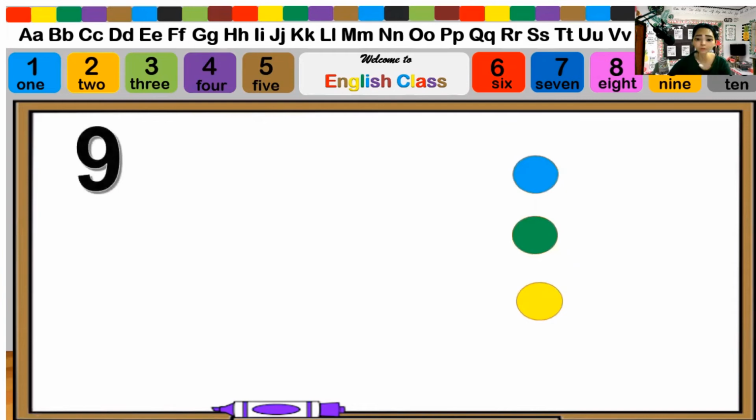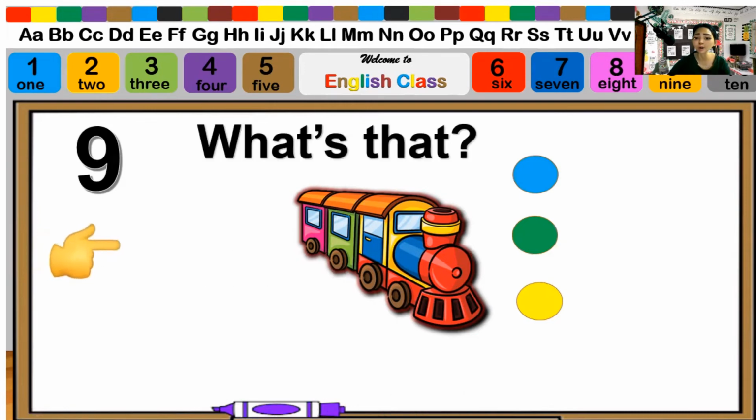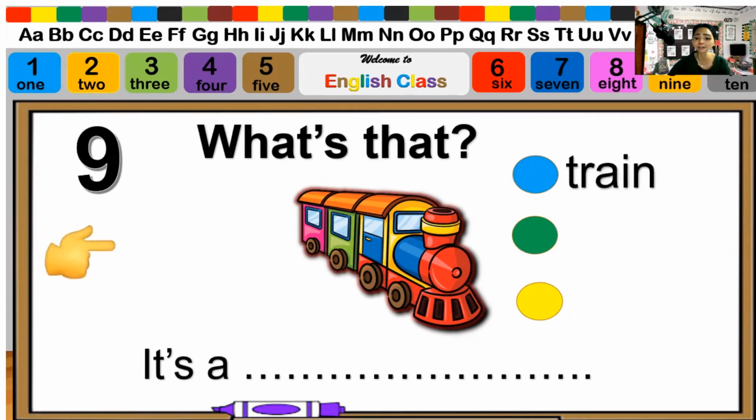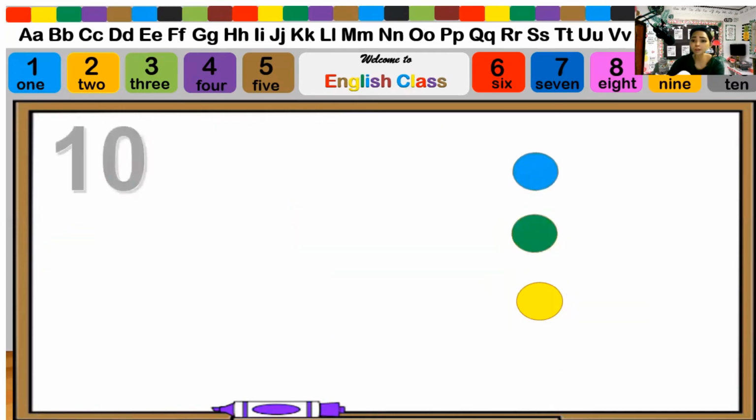Okay, we are in question number 9. Okay, what should be the question? What's this or what's that? Good job. What's that? Okay, it's a train, truck, or tree. Okay, so let's try this truck. Is it a truck? No, it's not. It's a train. Okay, we just studied this today. Okay, let's keep going. Question number 10.